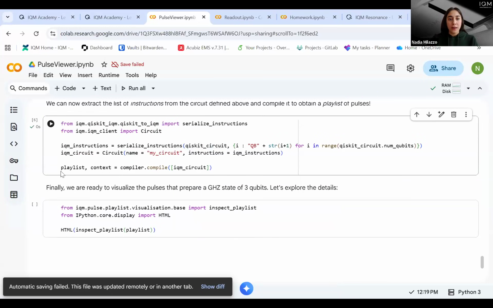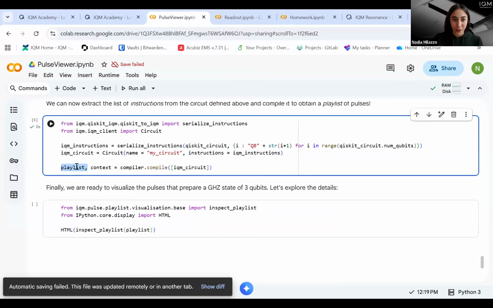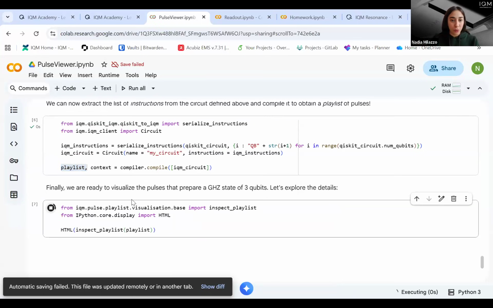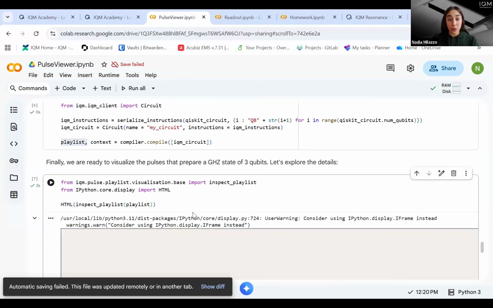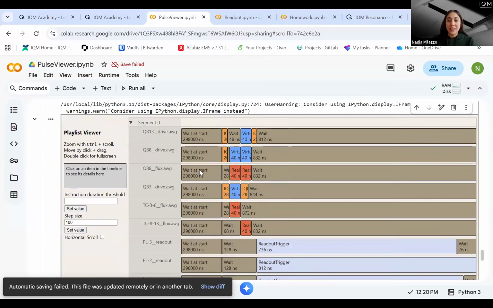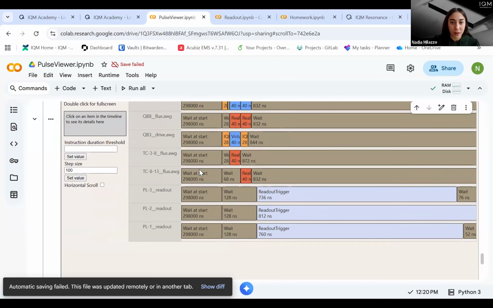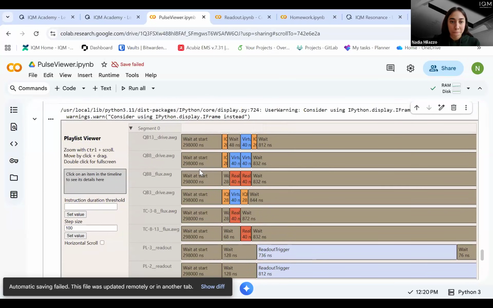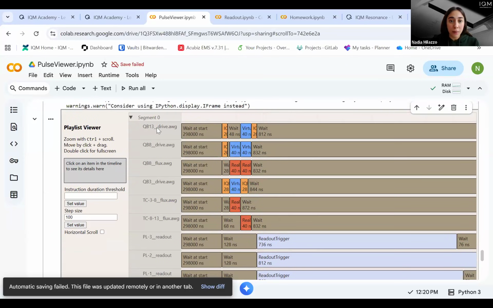Okay, and we call this playlist the sequence of different pulses that we have in the compilation. Let me see if we are able to visualize this. Okay, great. So this is how it looks. There are many lines here, and we can observe them. So transpilation chose for us qubits 13, 8, and 3.